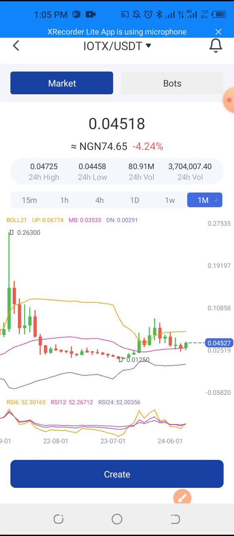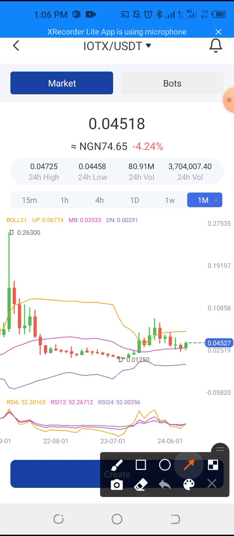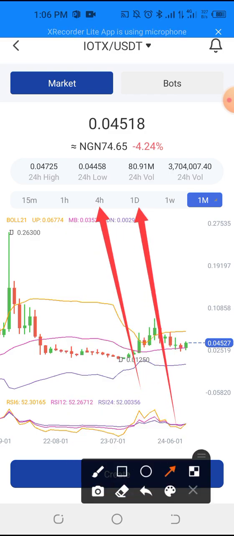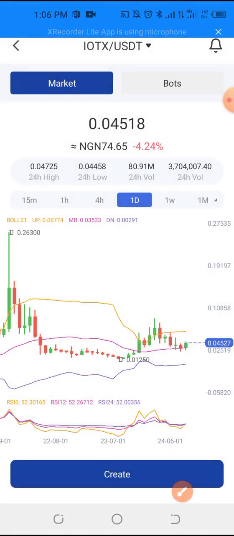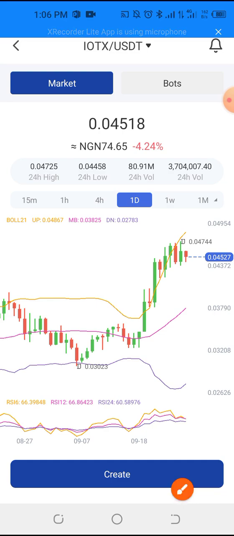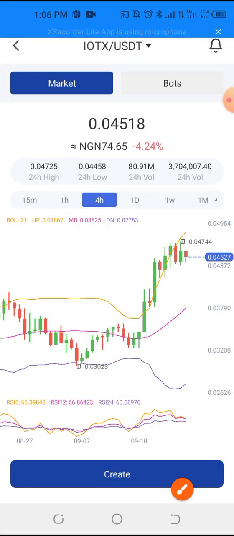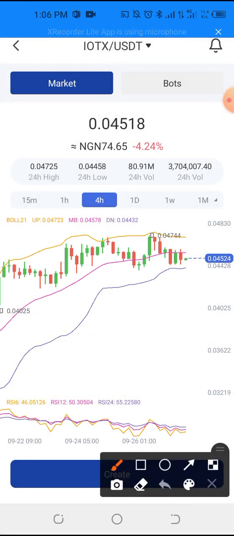Because on the 1 day chart and 4 hour chart, most of the coins are in an uptrend. Let me just show us. You can see they are on the uptrend on the 1 day, and on the 4 hours they are also on the uptrend. You can see it's moving sideways. So if you touch here, it can still go up.